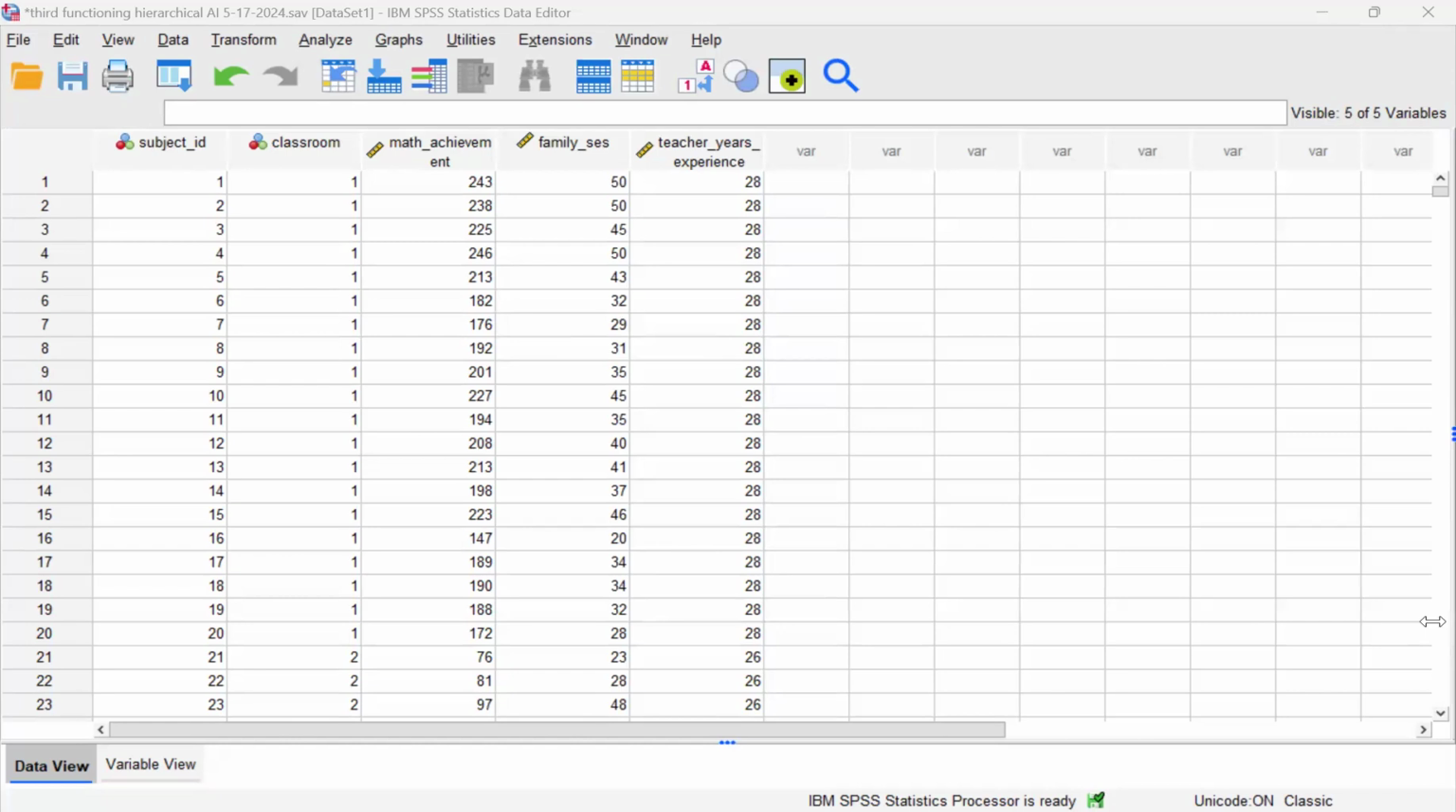Our next step is to then free the slope of that predictor. The question we're asking here is whether or not all the groups have the identical slope. We know they have different intercepts, but we don't know whether or not family SES means the same thing in every classroom. Are the slopes different across classrooms? Or another way to say that is, is there significant variance in the slopes of family SES?